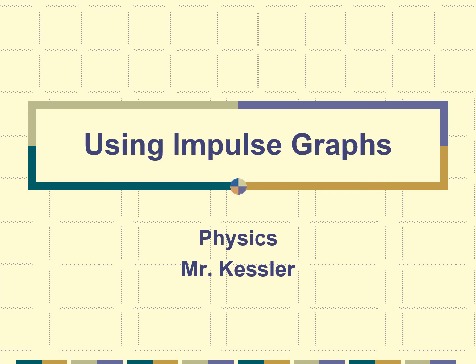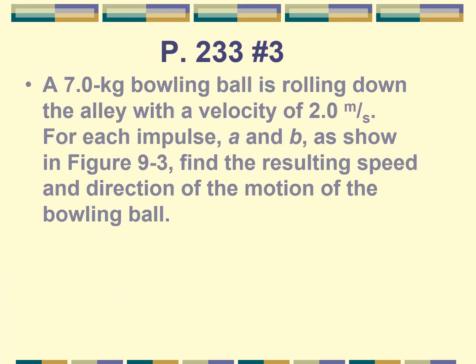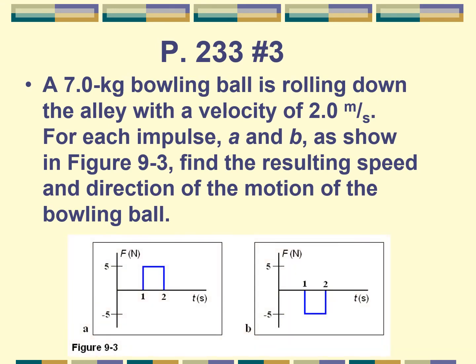All right, so let's use these impulse graphs along with what we've already found with change of momentum in order to determine some factors that we want to be able to find. On page 233, number 3 in your book, it says a 7.0 kilogram bowling ball is rolling down the alley with a velocity of 2.0 meters per second.